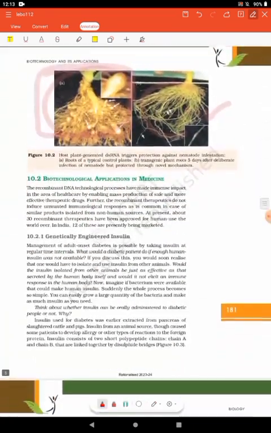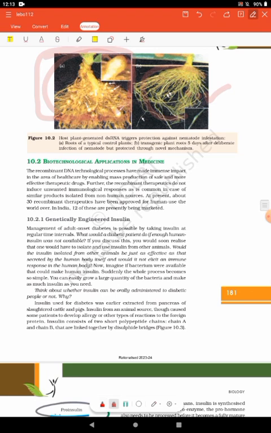In the next topic, we will be seeing the application of biotechnology in medicine.